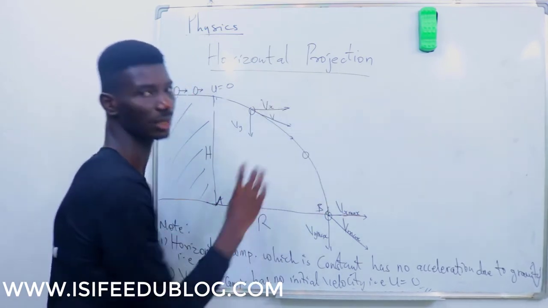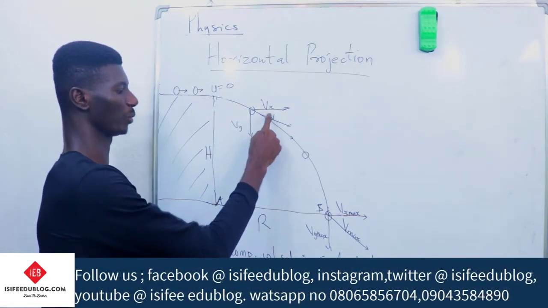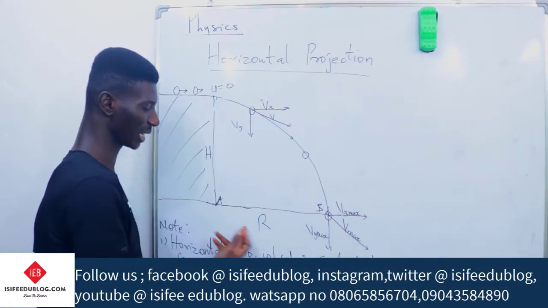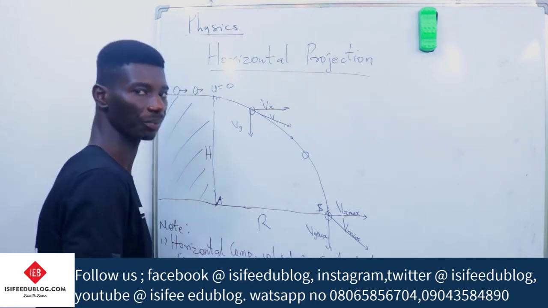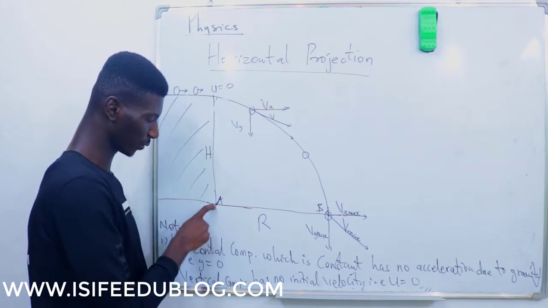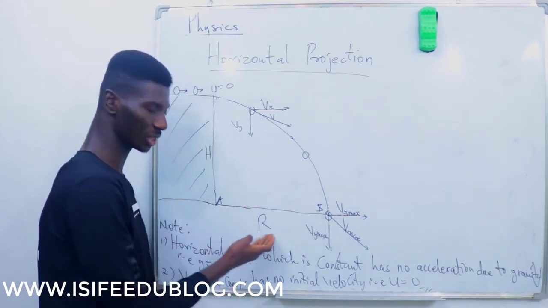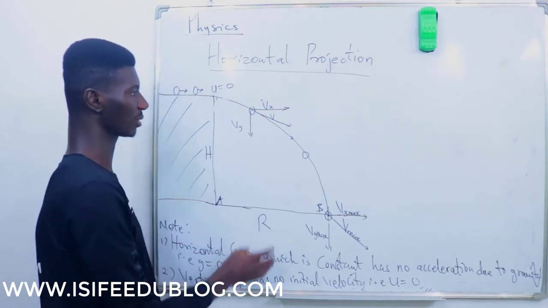At any point, this velocity can be resolved because there is a displacement. As you can see, it has a range. Unlike the vertical projection, there is a displacement. So it has a range from the point of projection, which is this point, to the point of landing, the horizontal, which is R. So we are coming to this.